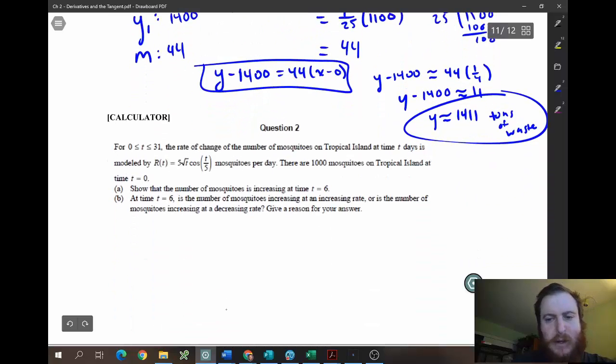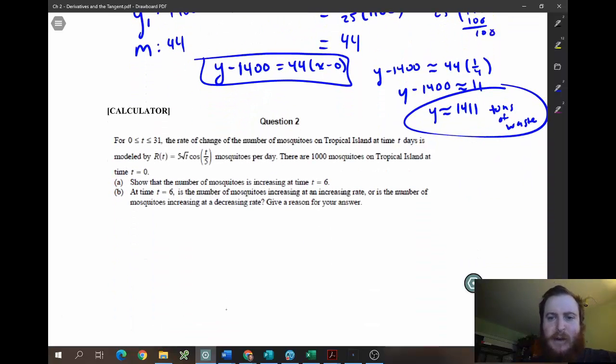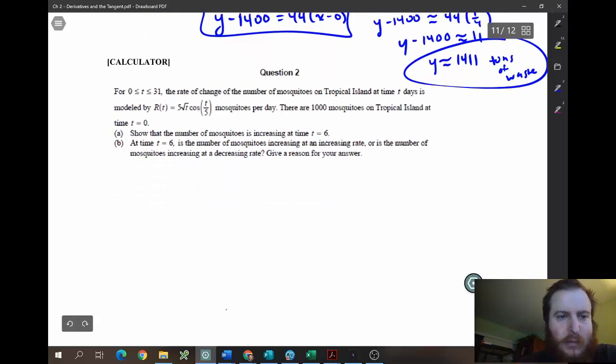Okay, that was definitely a tricky question just because we had to figure out what are we, T or W, which ones are going in for X, and what do we have. Next one, we're given the rate of change of mosquitoes on an island, and we're given a rate. This is actually very similar to some of the Unit 6 stuff. And show that the number of mosquitoes is increasing at time 6.